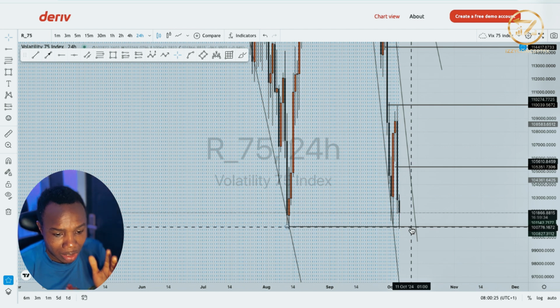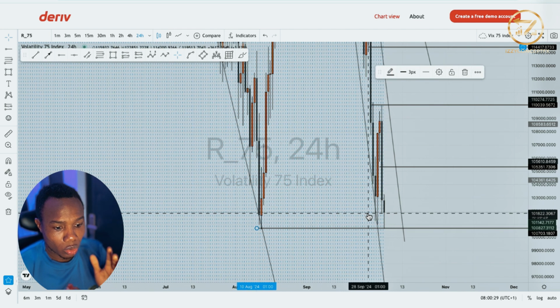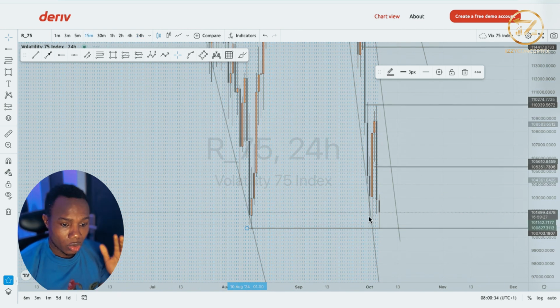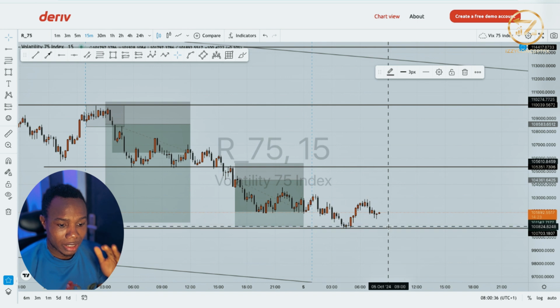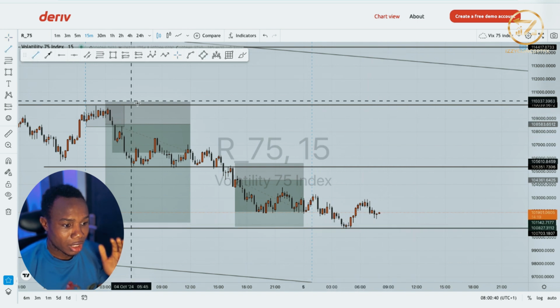I told you guys that this is the lowest point that Volatility 75 has ever gotten to. So now watch what price is doing there. In 15 minutes, you can see price is basically rejecting at the moment. So we need some more confirmation, knowing fully well that the sellers are still in charge of this market.